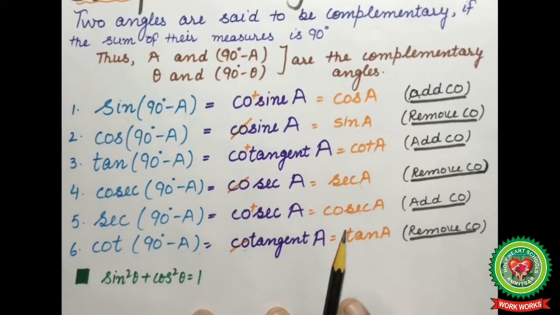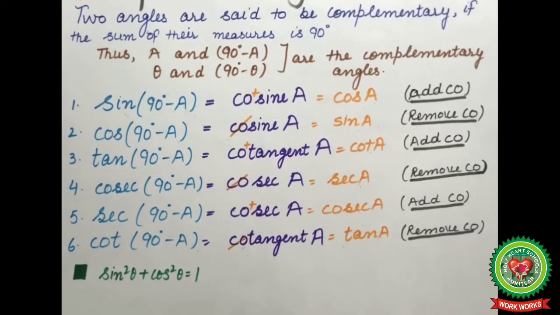Now students, you need to remember one very important identity, that is sine square theta plus cos square theta is equal to 1.